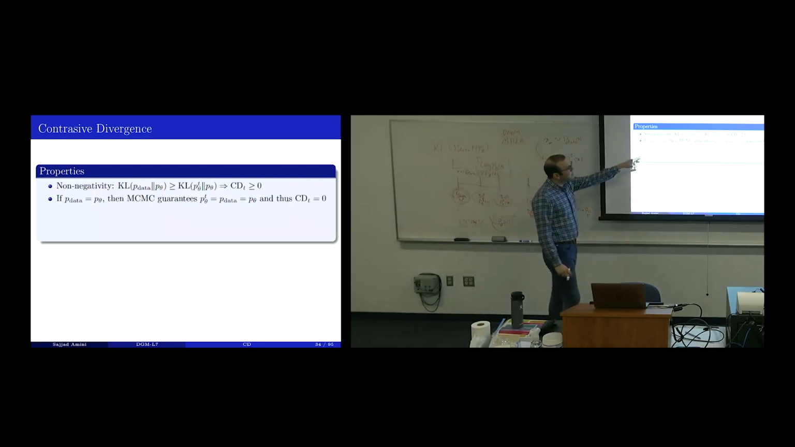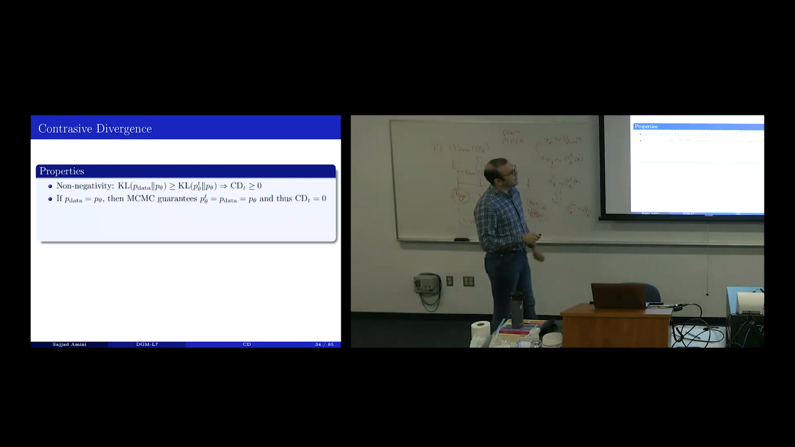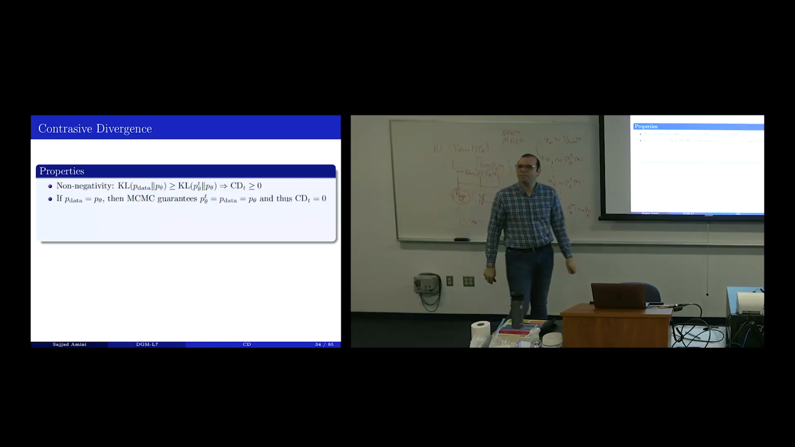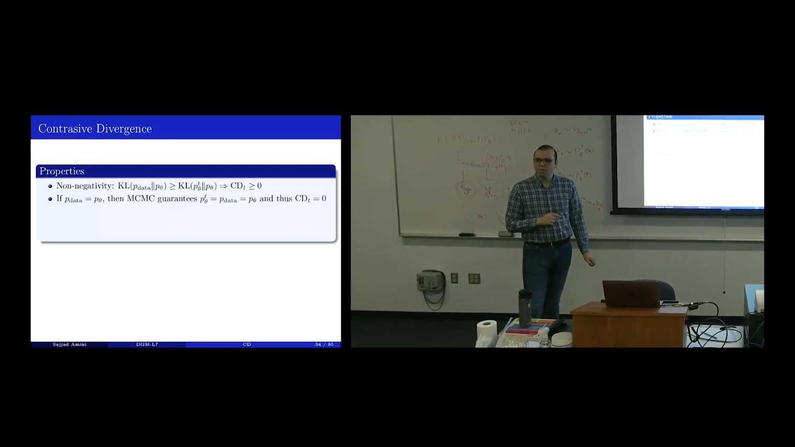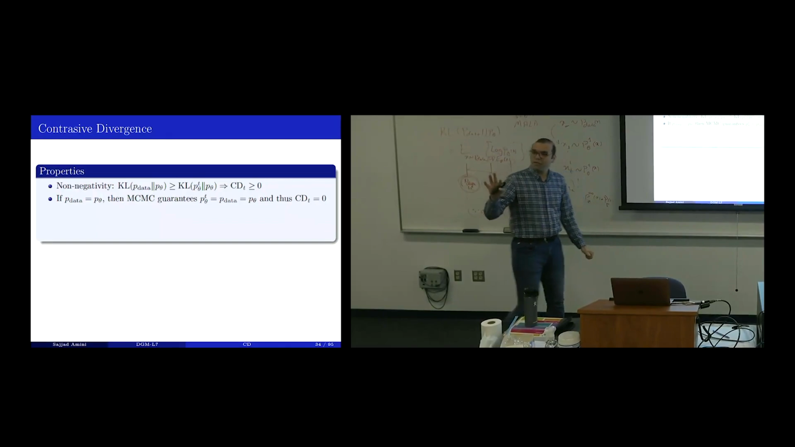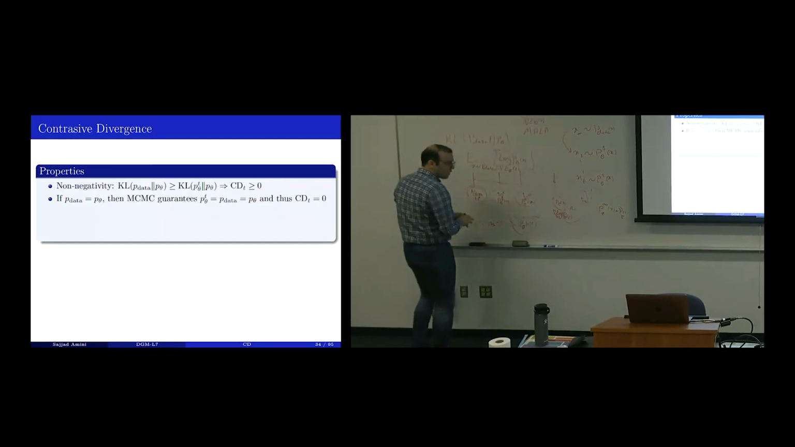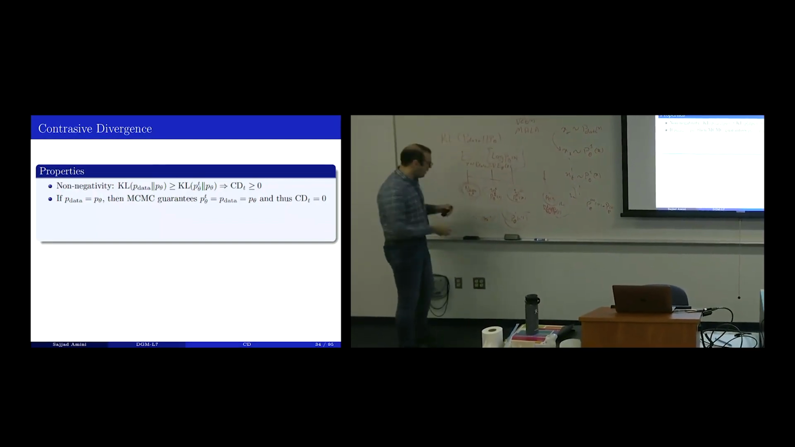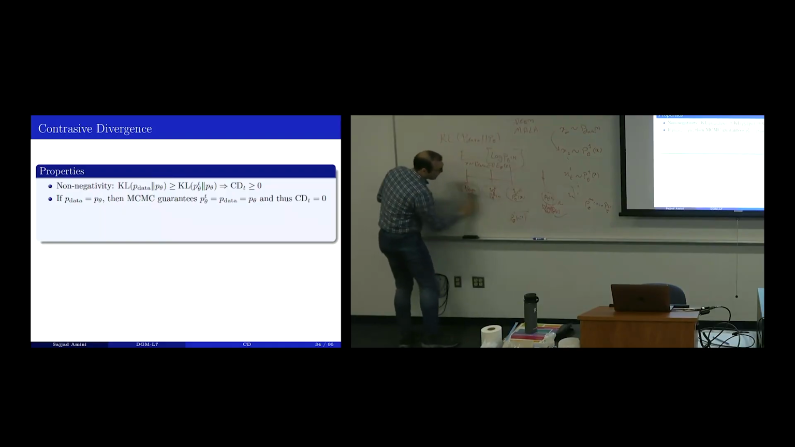If p data and p theta are equal, then MCMC algorithms, which are not the topic of this course, guarantee that p theta t equals p data equals p theta, and thus CD equals 0. This is the most important point. We have conceptually talked about this property. Let me talk about it again.